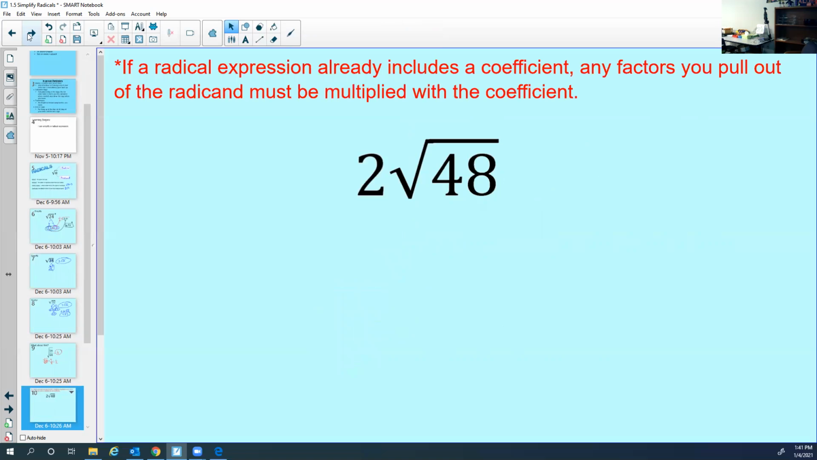Okay, again, you put it in your calculator. You see 2 square root of 48 gives you a decimal. Not what we want. So let's go ahead and start breaking this down. Now, what's different from this one versus some of the other ones we did, I have a coefficient. But I'm still going to take the same steps, and I'll worry about that later.